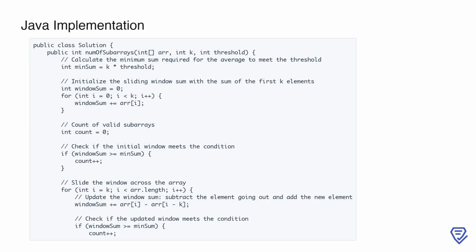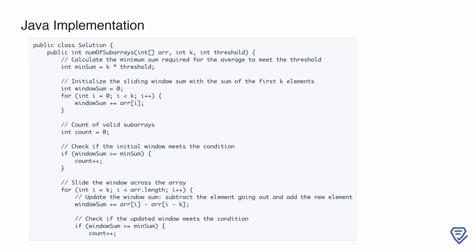The first step is to calculate the minimum sum required for the average to meet the threshold, which is done by multiplying k with the given threshold value. Then, we initialize a variable window sum to store the sum of the first k elements of the array. This is achieved using a simple loop that iterates k times, incrementally adding each of the first k elements to window sum. After this, we declare a count variable that will track the number of valid subarrays.